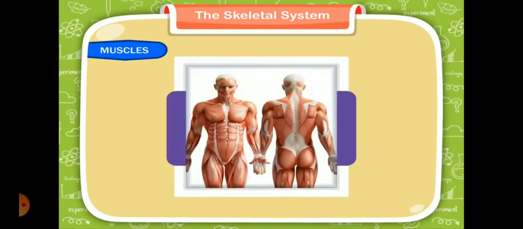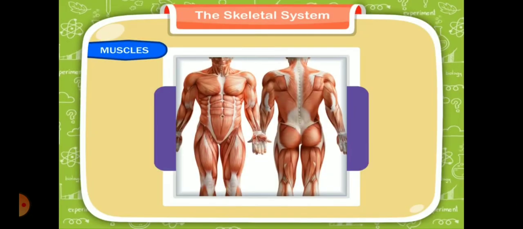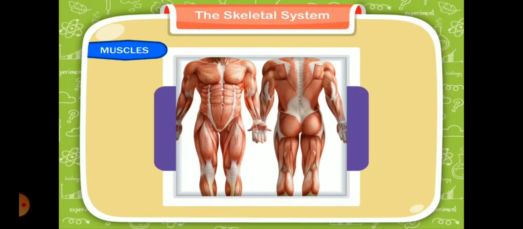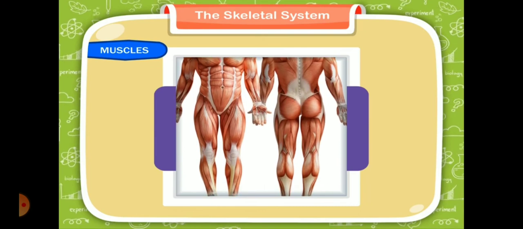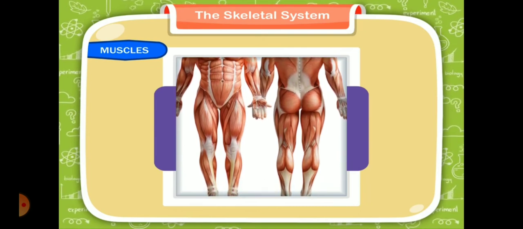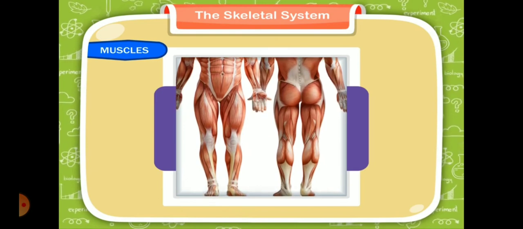Muscles. Almost half of the weight of our body is muscles. Muscles are the part of our body that allow us to move. They are made of special tissues that can contract or shorten when they receive a signal from the brain.